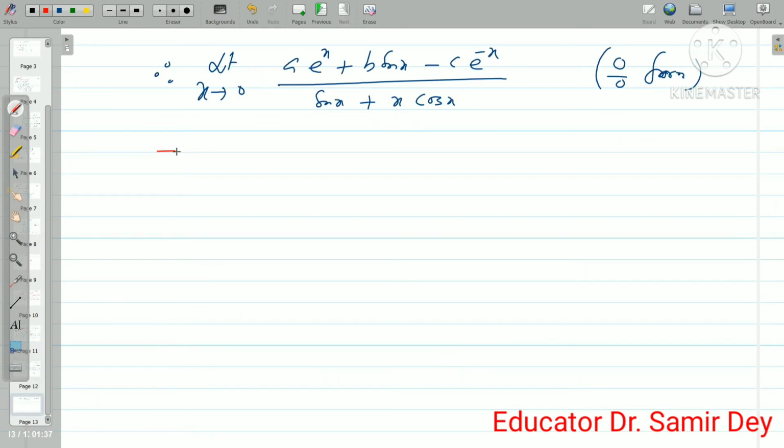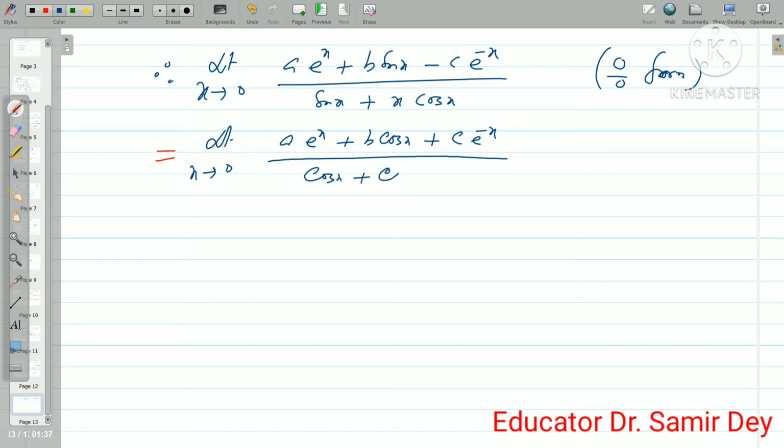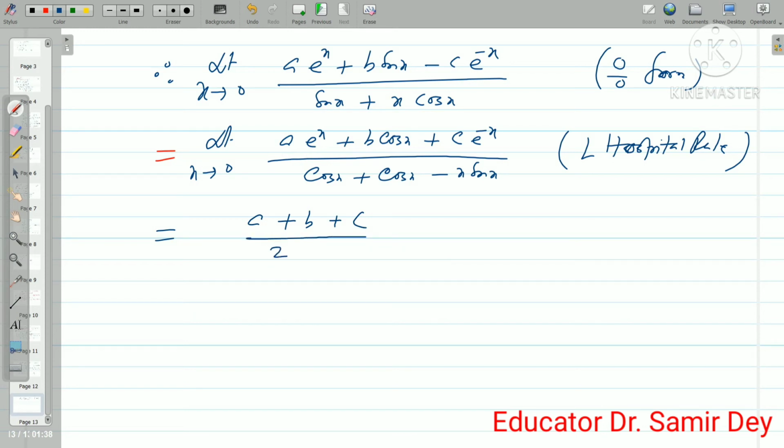Okay, now again you should write limit x tends to 0. Now simplify, that is again the derivative, that is a e to the power x plus b cos x plus c e to the power minus x, by cos x plus cos x minus x sin x. Okay, by L'Hospital's rule. Don't forget to mention. So if I simplify this, what you have is a plus b plus c by 2 minus 0. So ultimately you have a plus b plus c by 2.